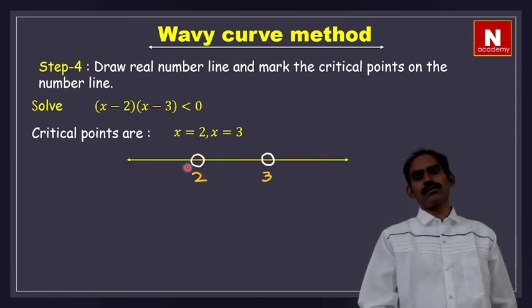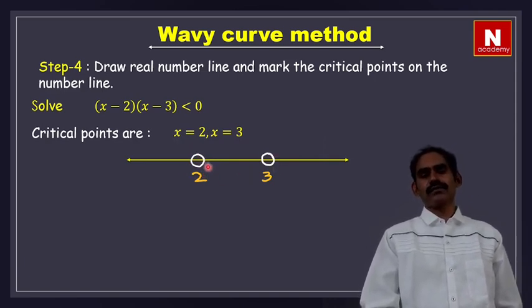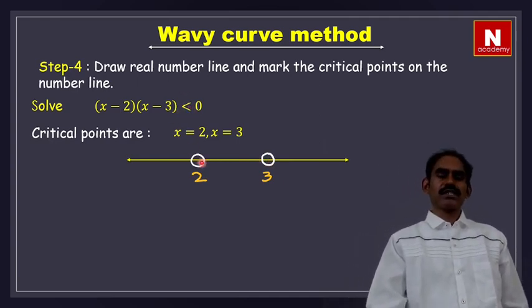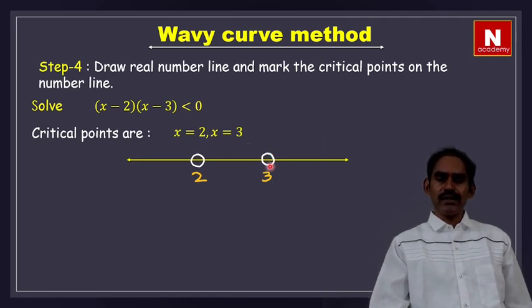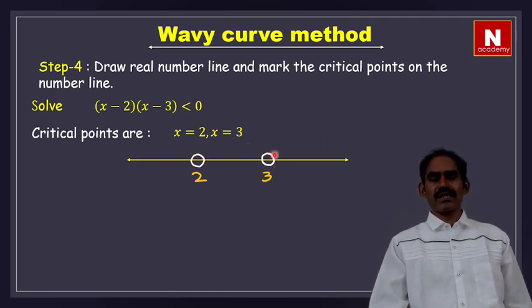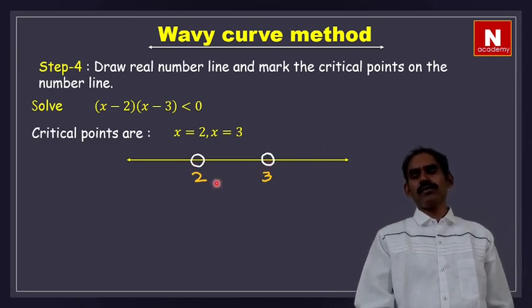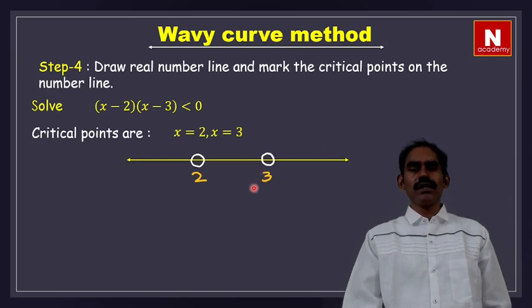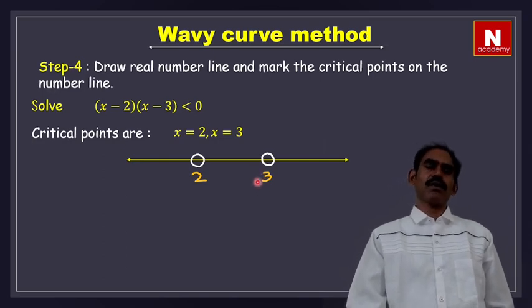Here I am taking the first point 2, the second point 3. I am taking open circles here because there is no equality, only less than 0 is given. That's why 2 and 3 are excluded. That's why I am taking open circles. When equality is given, you have to take a dot. So remember this point. These are the representation of critical points on the number line.